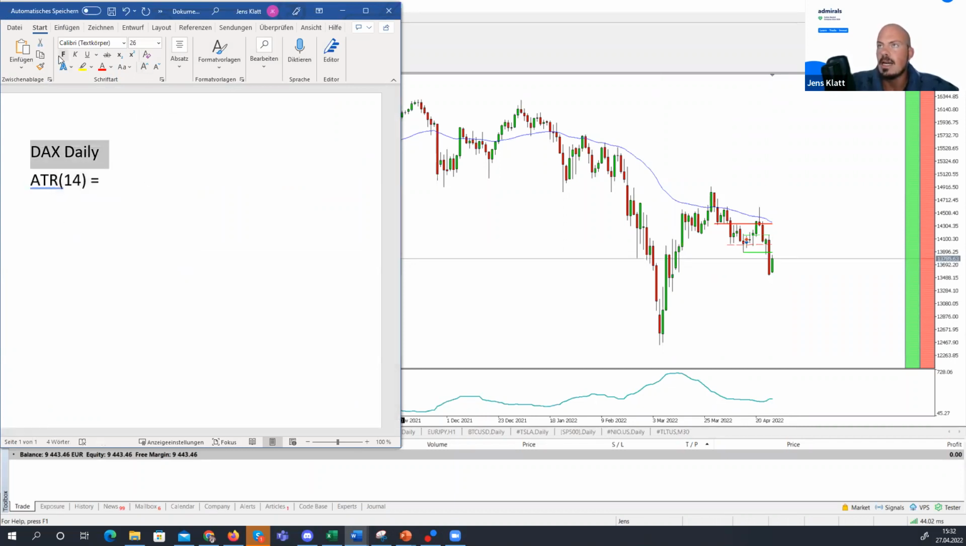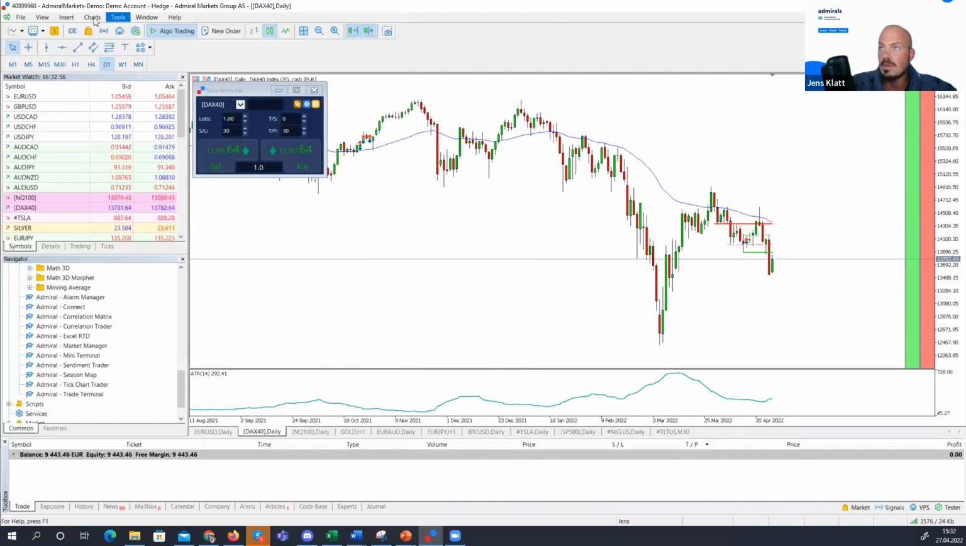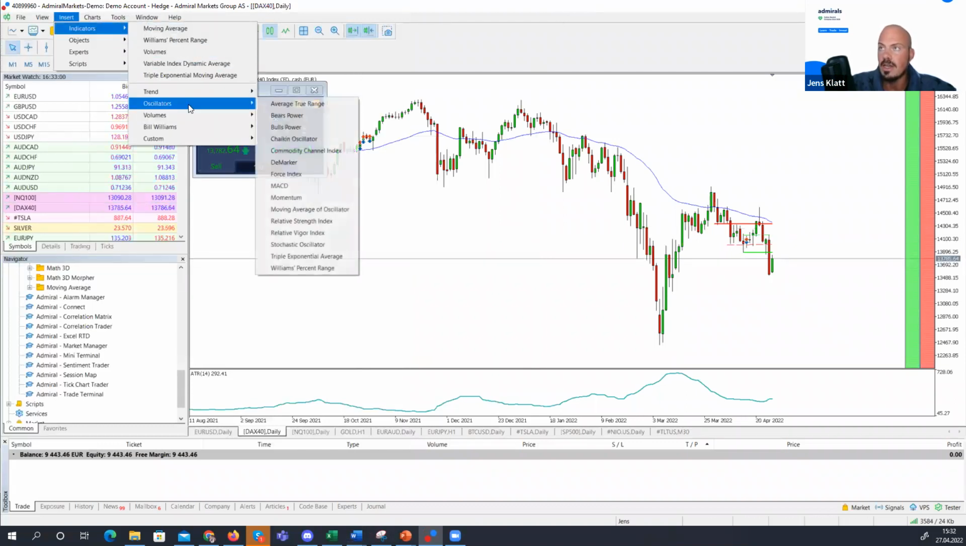So, and what we do is we now have a look at the ATR. You'll find the ATR by simply clicking here on Insert Indicators and then on Oscillators. And right here, the first one is the average true range.